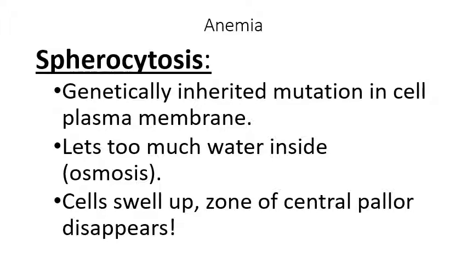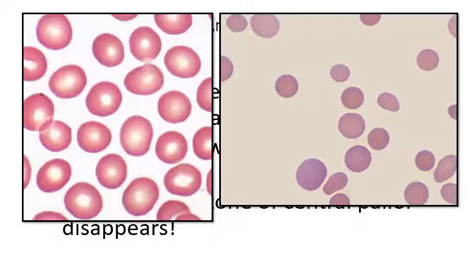Spherocytosis, genetic mutation that causes the cell to become weaker. More water can diffuse inside through osmosis. The cell swells up and the zone of central pallor disappears. And the spleen senses that these cells are not the right shape and it destroys them. So again, this is an example of autolytic anemia.